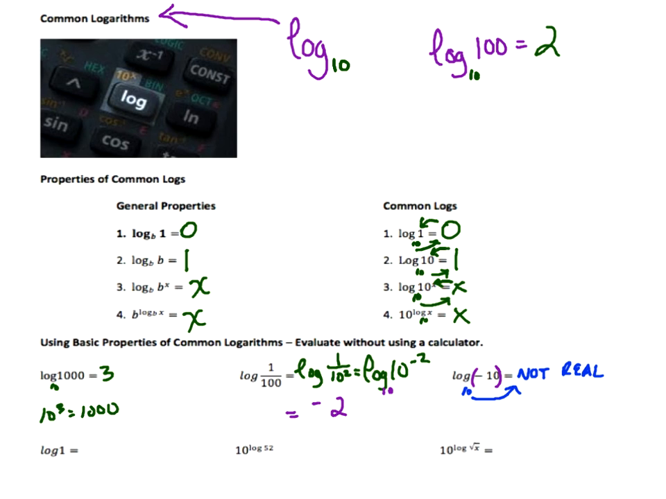All right, log, understood base 10, of 1. So what can I raise 10 to, to make 1? Well, you raise anything to the 0 power to get 1. 10 raised to log understood base 10 of 52 is 52. And 10 raised to log understood base 10 of the square root of x is just the square root of x. Okay? We have 2 more slides to go.